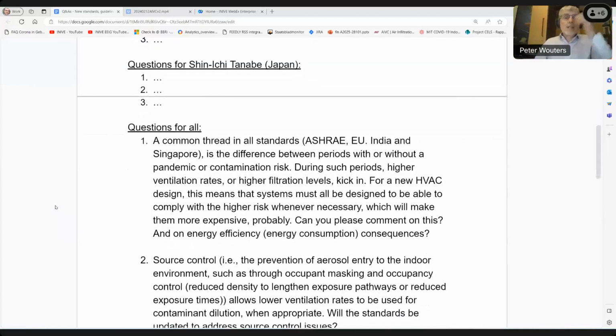Okay, thank you. So questions which I think are more or less can be replied by all is first, so a common thread in all standards as well. Actually, EU, India, Singapore is a difference between periods with or without a pandemic or contamination risk. During such periods, higher ventilation rates or higher filtration levels kick in. For a new HVAC design, this means that systems must all be designed to be able to comply with a higher risk whenever necessary, which will make them more expensive probably. Can you please comment on this and on the energy efficiency, energy consumption consequences? Who wants to reply first to it?